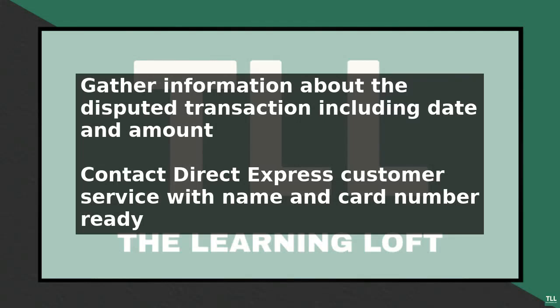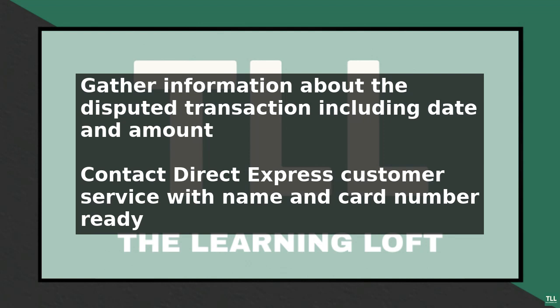To dispute a transaction on Direct Express, follow these steps. First, gather all relevant information about the disputed transaction, including the date, amount, and description of the transaction. Next, contact Direct Express customer service at their toll-free number. Be prepared to provide your name, card number, and a detailed description of the issue.